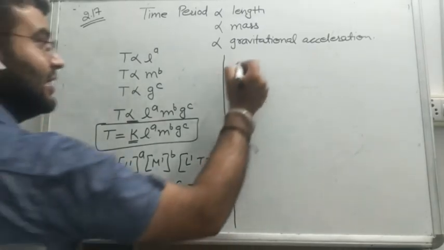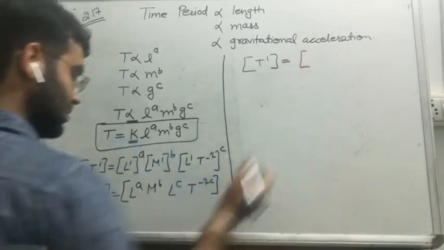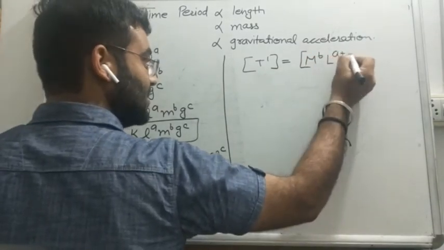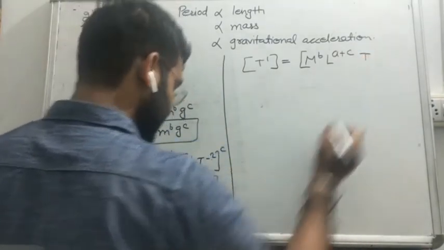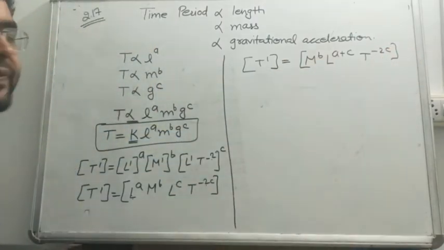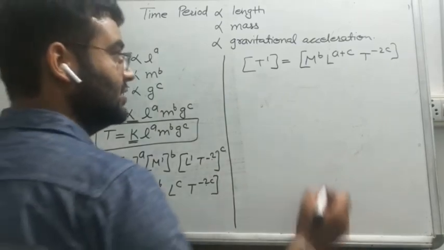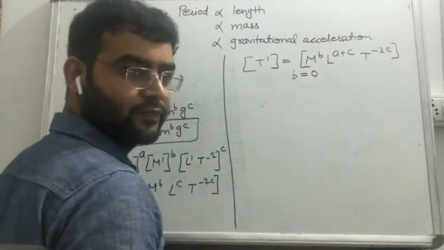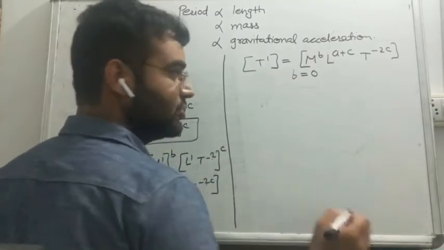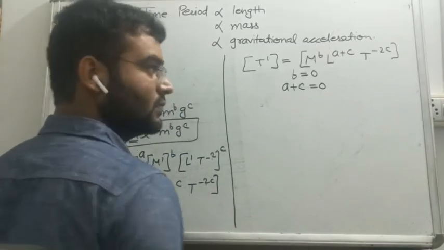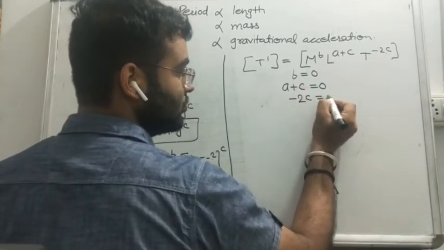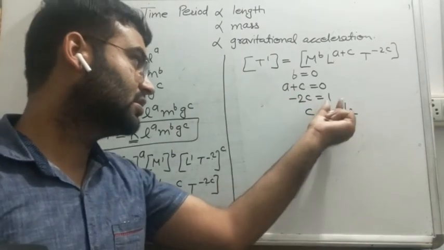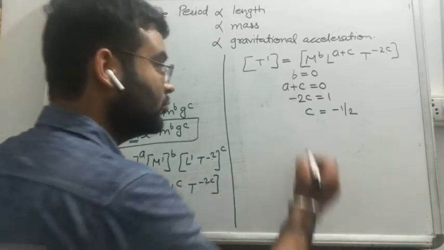Then again, here I am writing that T^1 = M^b L^(a+c) T^(-2c). When we compare left hand side to right hand side, we get that the power of M on the left hand side is 0, it means b = 0. The power of L on the left hand side is 0, it means a + c = 0. The power of T: -2c = 1, that means c = -1/2. When -2 comes to the downside of 1, it is equal to -1/2. So you know the value of c.